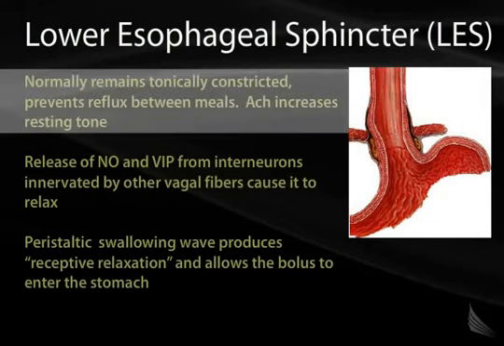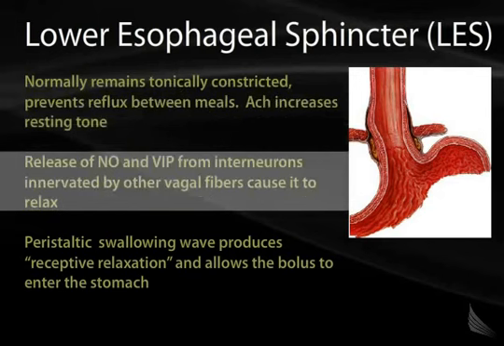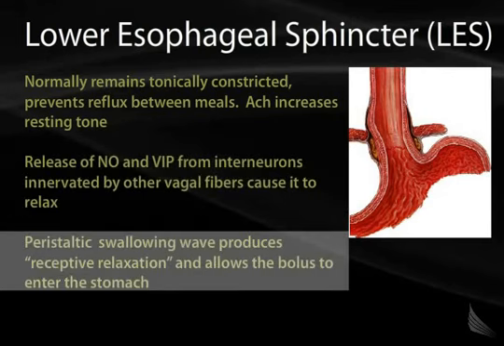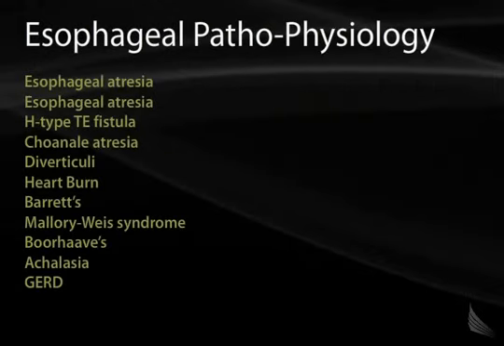The lower esophageal sphincter normally remains in a state of tonic constriction. This prevents reflux between meals, and acetylcholine increases the resting tone. Release of nitric oxide and vasoactive intestinal peptide from interneurons innervated by other vagal fibers causes it to relax. The peristaltic swallowing wave produces a receptive relaxation, i.e. when the lower esophageal sphincter senses the wave coming down, it begins to relax, and it therefore allows the bolus of food to enter the stomach. In this section, we will discuss problems with lower esophageal sphincter relaxation later on.